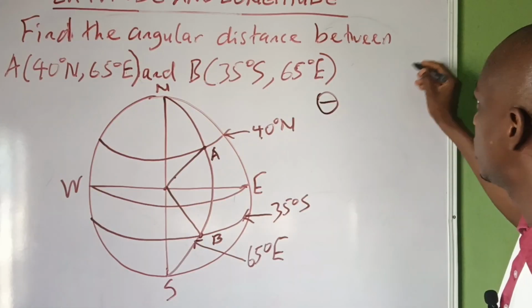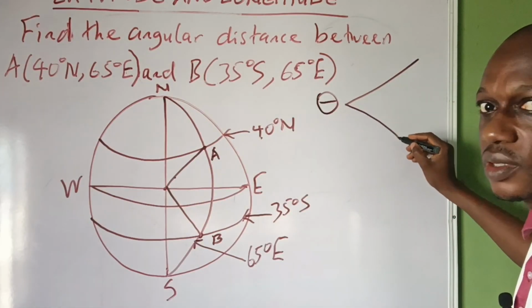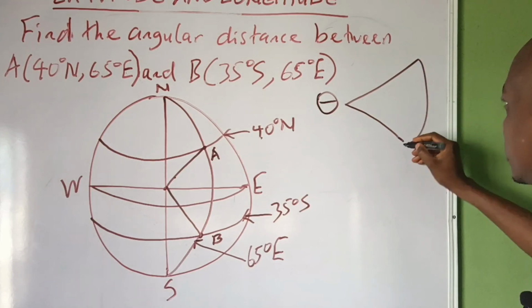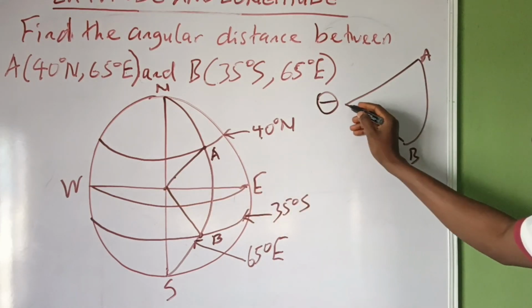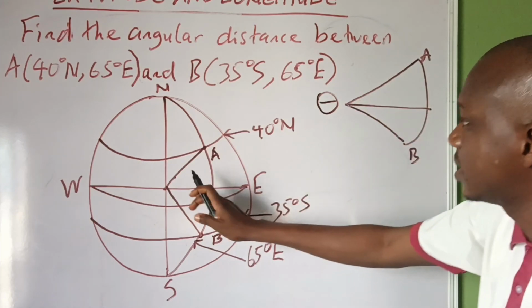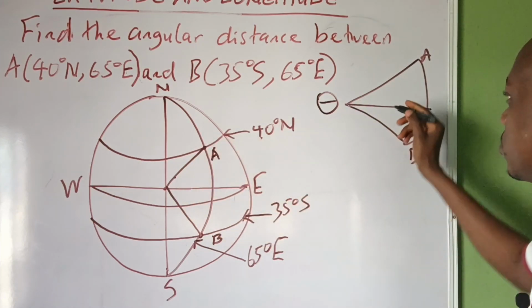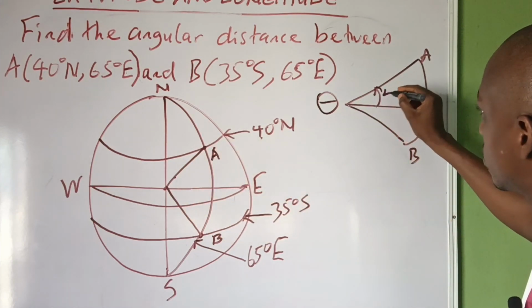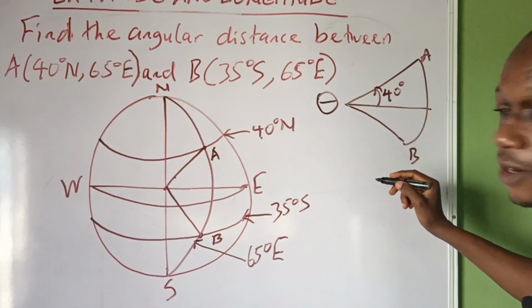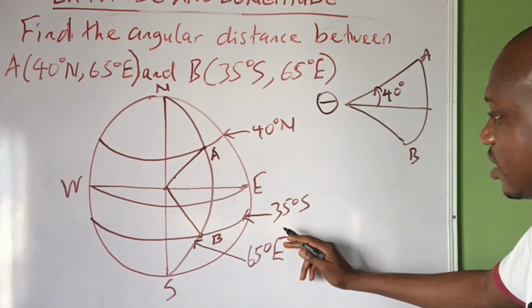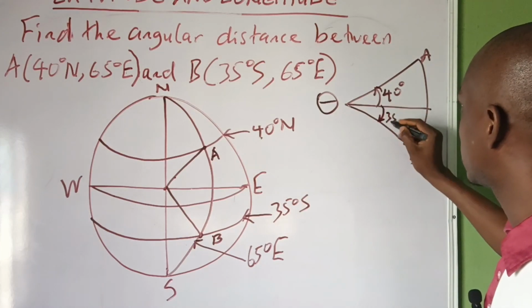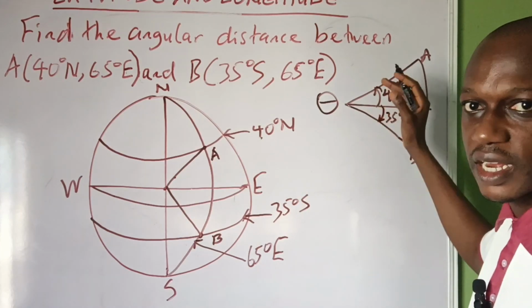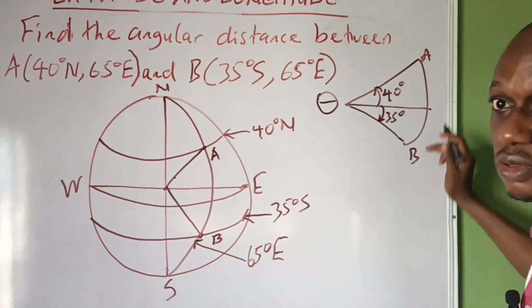If we have to draw this, it is like this. This is our A and this is our B. The center here is here. Now, from this place to this place is 40 because it's going up. So that's 40 degrees. From this place down is 35. Don't forget. So that's 35 degrees.